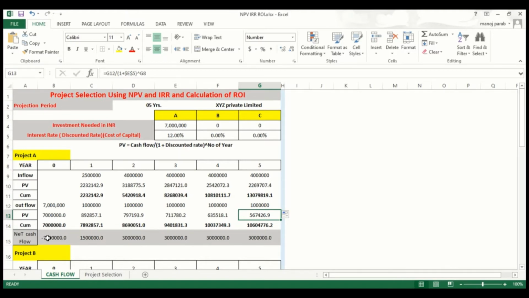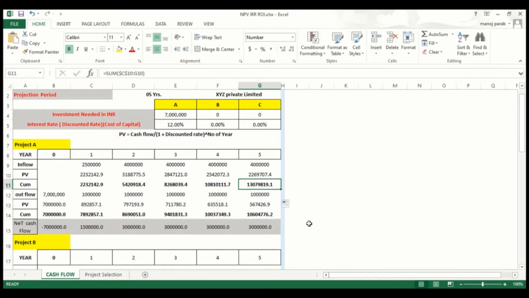Now we have calculated the net cash flow. Net cash flow is inflow minus outflow, and we have calculated that for 5 years. Here again we have done an exercise of cumulative value. This is the cumulative value of outflow and this is the cumulative value of inflow, right? So students, in the same way we'll do it for project B.